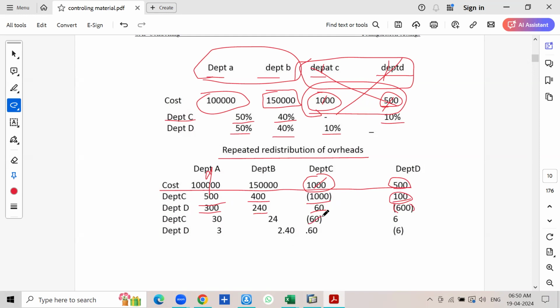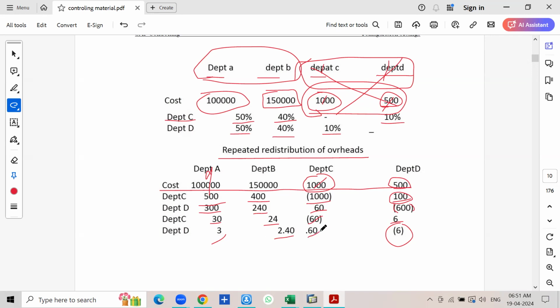How is it to be allocated? 50% to A, 30 rupees. 40% to B, 24 rupees. Then again, 10% to D. So D is getting again 6 rupees. Now the cost of Department C becomes 0. Again, D has got 6 rupees, no? So again, we have to take the 6 rupees and it is to be allocated 50% to A, 3 rupees to Department A, 40% to B, 2 rupees 40 paisa to Department B, and 60 paisa to Department C.